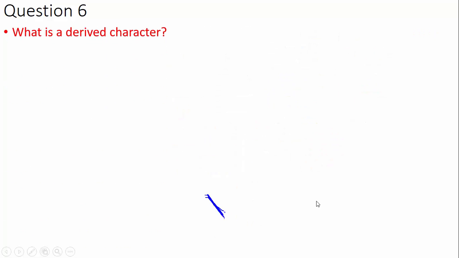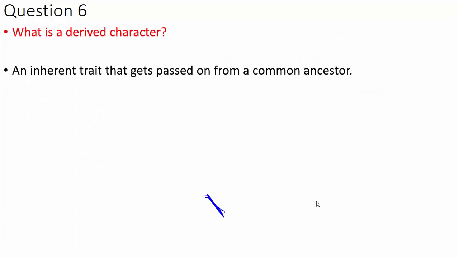All right, number 6. What is a derived character? It's an inherent trait that gets passed on from a common ancestor. That's all it is. And the common ancestor is the key word here.